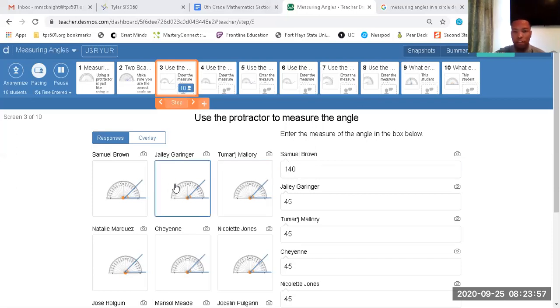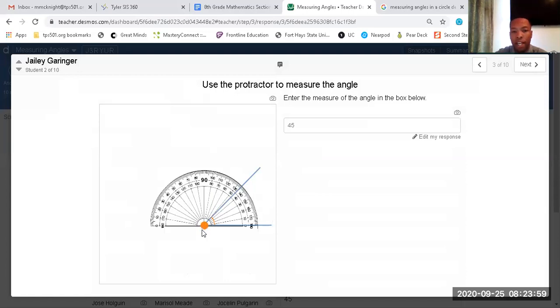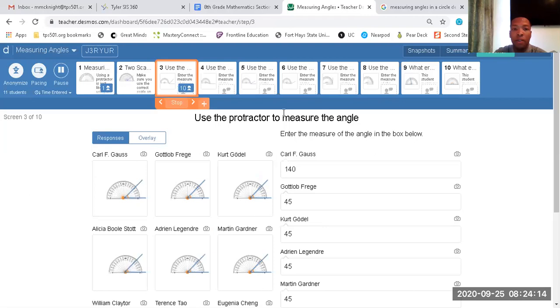So if we pull up one of these, we realize that we want to put the point at where it's at, and then ensure that the bottom line is in line with the 0. And since the bottom line is in line with the 0, and the 0 is on the inside, I'm doing the inside. So my angle would equal out to 45.